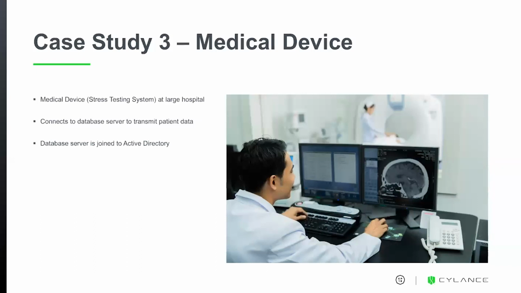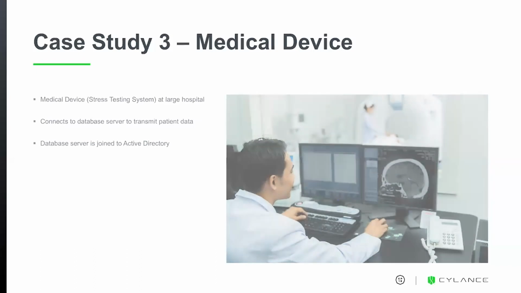And what we found was, well, firstly, it connects to a database server to transmit patient data. So it's connecting up to other systems using AD credentials, right? One would assume, and that database server is joined to Active Directory as well.